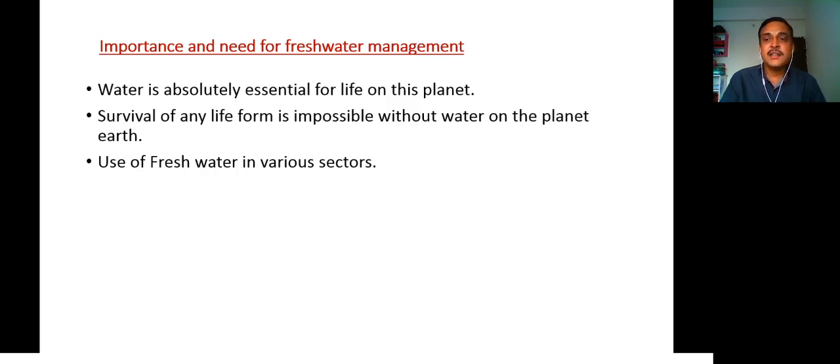It may be a developed country or a developing country, to use this water resource in a very wise manner, because we can't prepare or generate water like other resources or other commodities. That's why water is received only from nature, from the hydrological cycle itself. So that's why we have to manage this resource in a very wise manner.